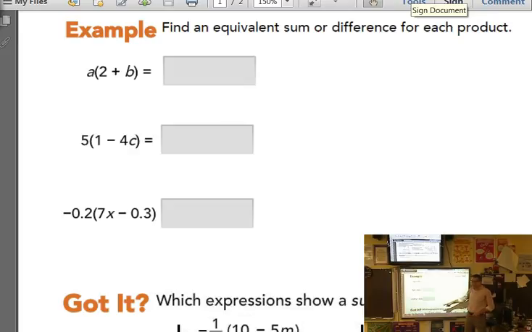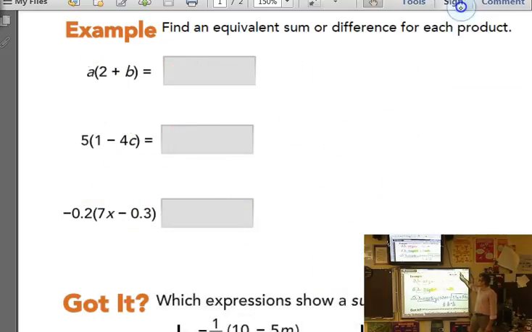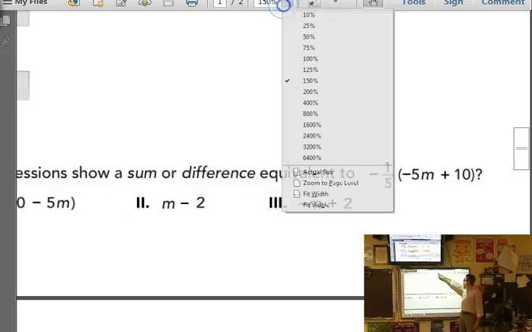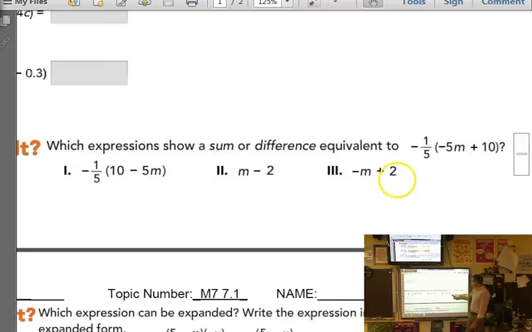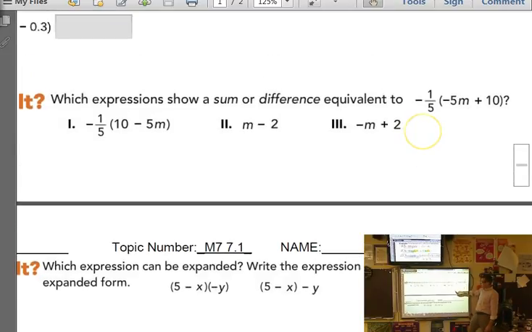All right, try the got it. Which one shows the sum or the difference that is the same as the given expression? First thing we really need to do, figure out what is this expression when I evaluate it.